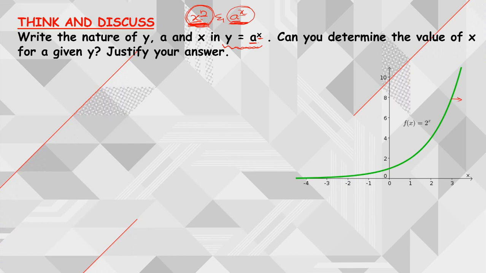So this is the curve or the graph of an exponential function. Here, as a sample, I have considered f of x is equal to 2 power x, which I can write as y is equal to 2 power x. Whenever I substitute the values of x, I am going to get a value for y.